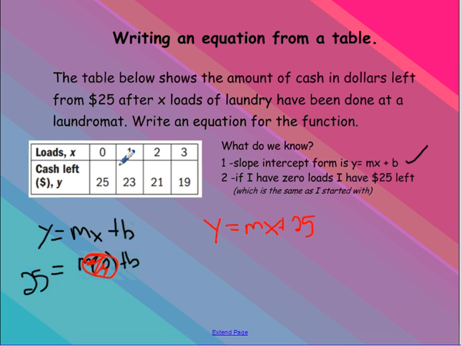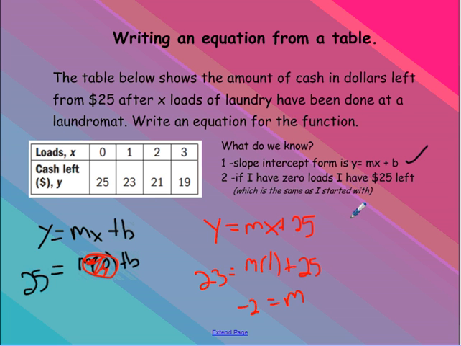Okay, so now I'm being told if I put 1 in for x, I have m, my slope times 1, plus 25, then I'm going to equal $23. I can solve for m, right? So I can subtract 25 from both sides and get negative 2, because 23 minus 25 is negative 2. So I get m equals negative 2, or 1m equals negative 2.